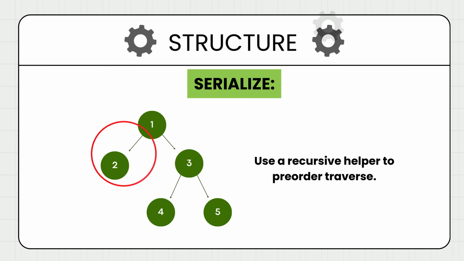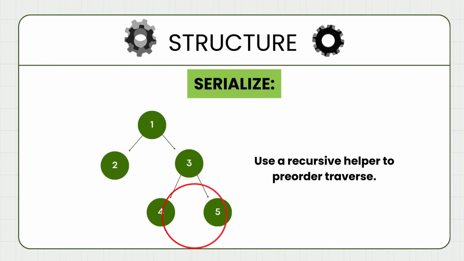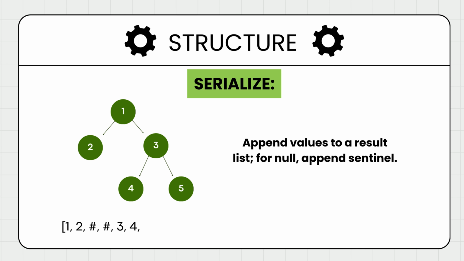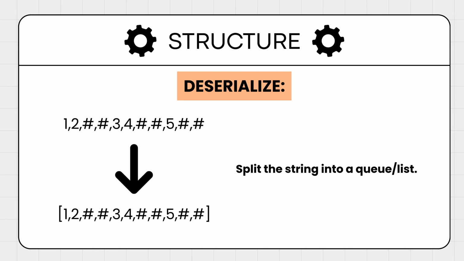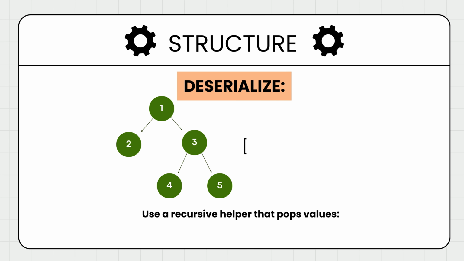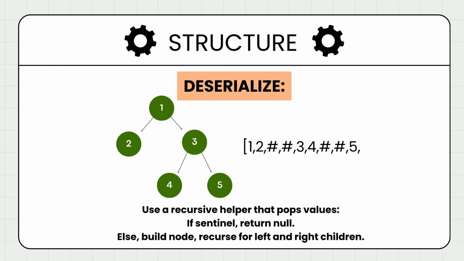Here is the structure. Serialize: use a recursive helper to preorder traverse. Append values to a result list. For null, append the sentinel. Join the result list into a string. Deserialize: split the string into a queue or list. Use a recursive helper that pops values. If sentinel, return null. Else, build the node. Recurse for the children.